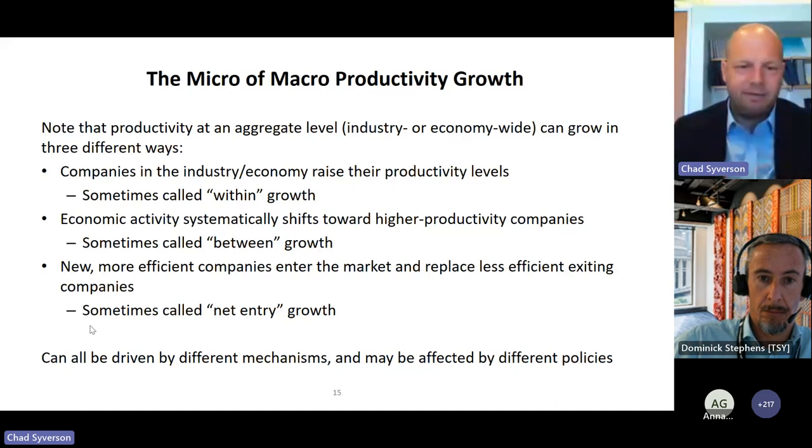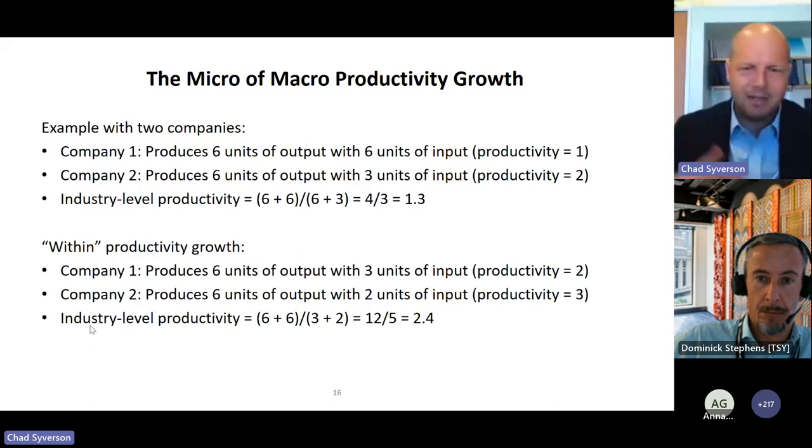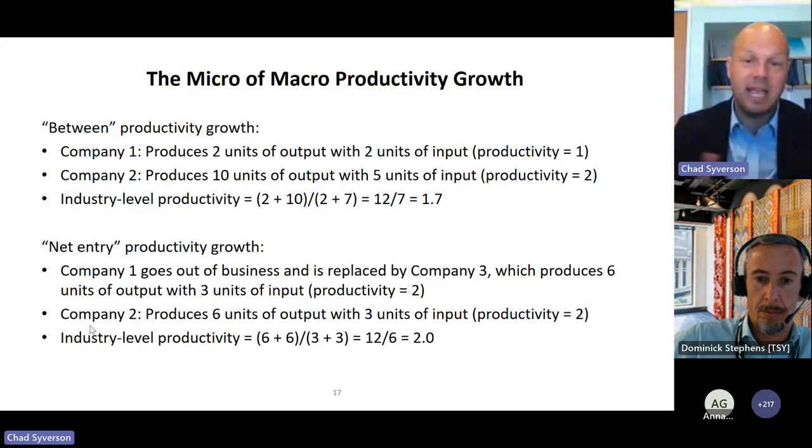All of these can be driven by any of the mechanisms I already described, and they can be affected by many different policies as well. Okay, I've got some mathematical examples of how these micro effects add up to average productivity growth. For the sake of time, I'm not going to go into them in detail, but these slides will be made available after my talk, and you can take a closer look at them. They're just examples of the three types of productivity growth I already mentioned.